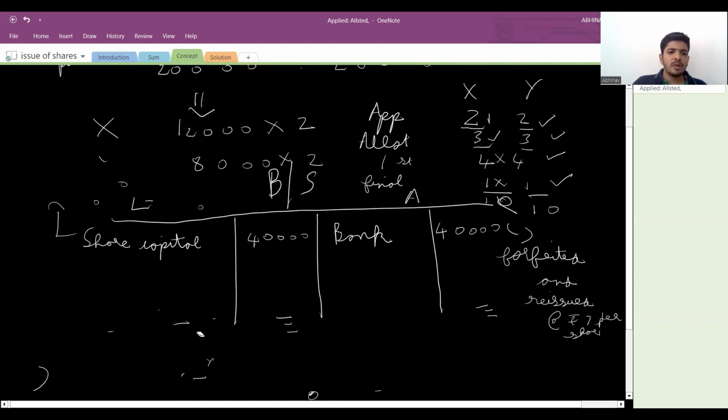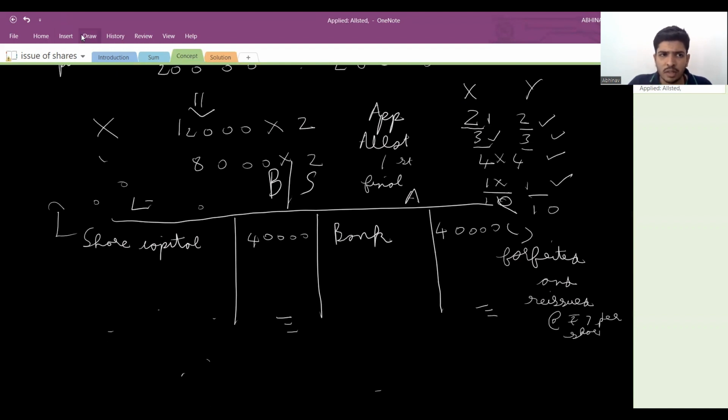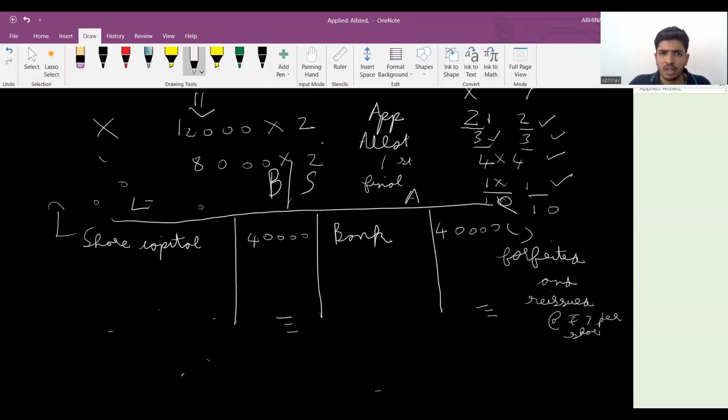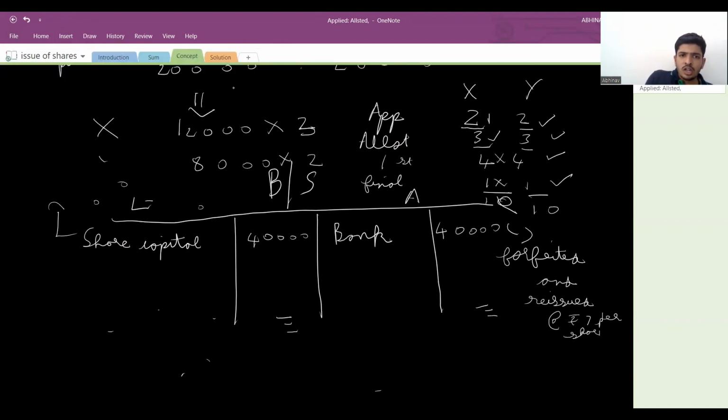So, the share capital account is 40,000 and the bank account is 40,000 till now. This is the first installment. Now, it's time for the second installment. In the second installment, what does it mean? That means for the second installment, X should pay 3 rupees.